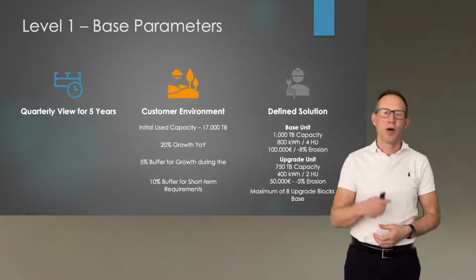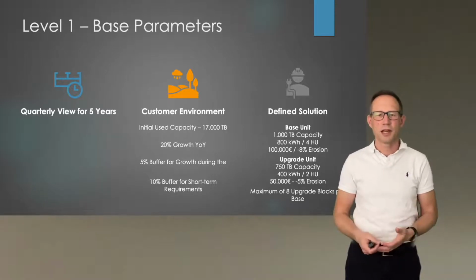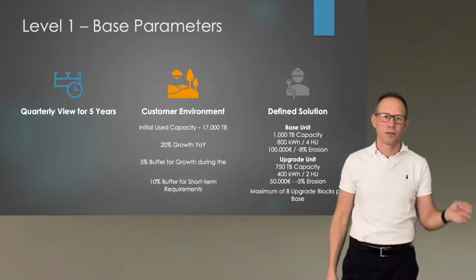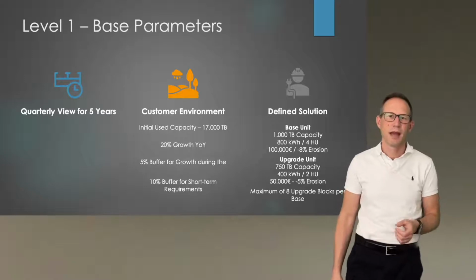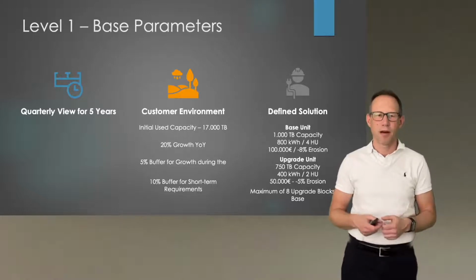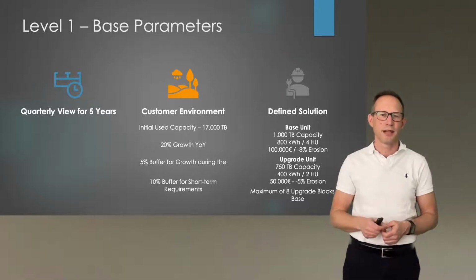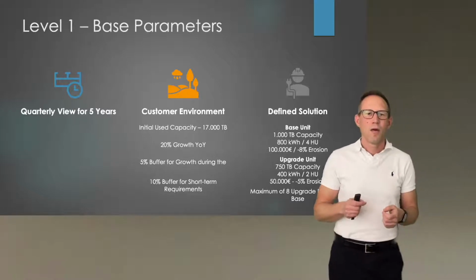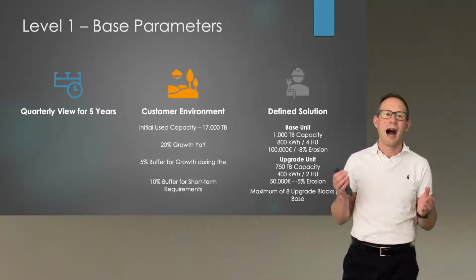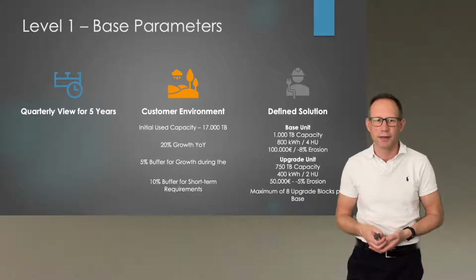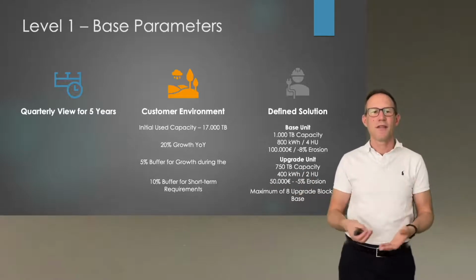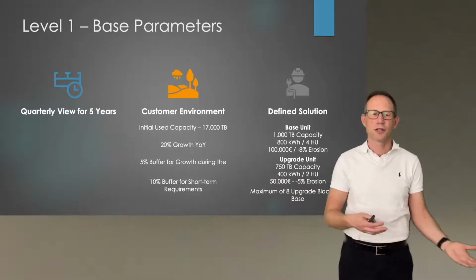Here are our assumptions for this module. Firstly, we're looking into a quarterly view. We look at a quarter view for 5 years, so in sum 20 quarters. Our customer has an initial used capacity of 17,000 terabytes and is growing by 20% year over year. We want to have some 5% buffer for growth during the period and another 10% for short-term requirements. The 5% is for the growth that's happening during the quarter, the other 10% for peaks and usages that are very unplanned.